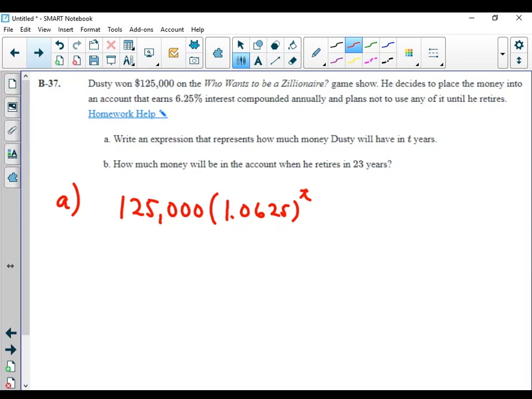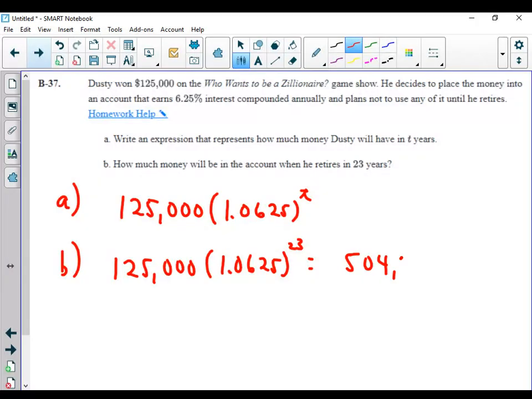Well, now that we have that, figuring out part B is just a matter of plugging in 23 for x. We're going to end up with about $34,032. So it'd be a good investment. But being able to take a situation, come up with the expression, and then use that expression is something that we'll get more comfortable with.